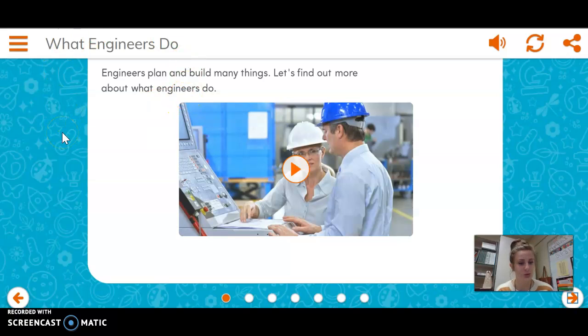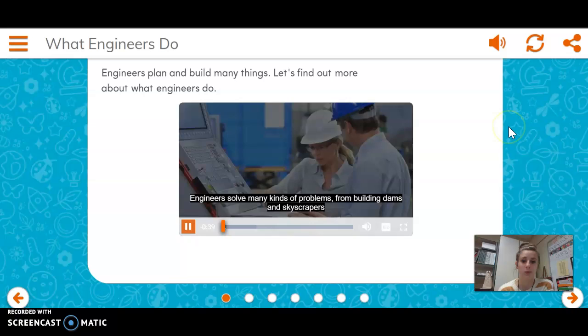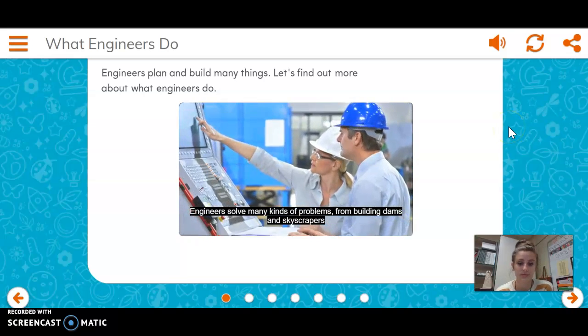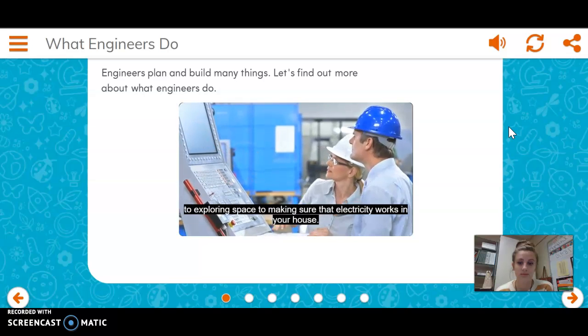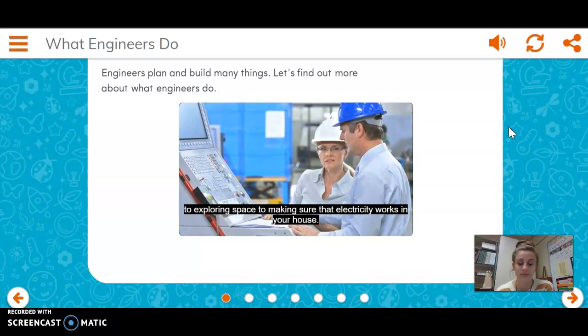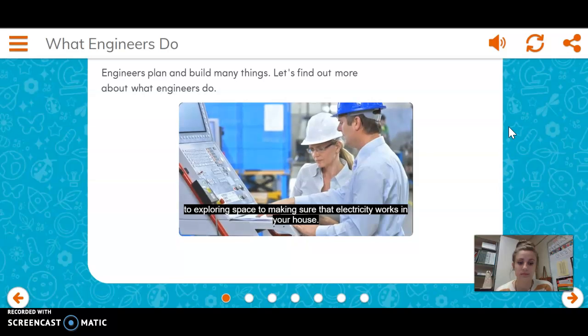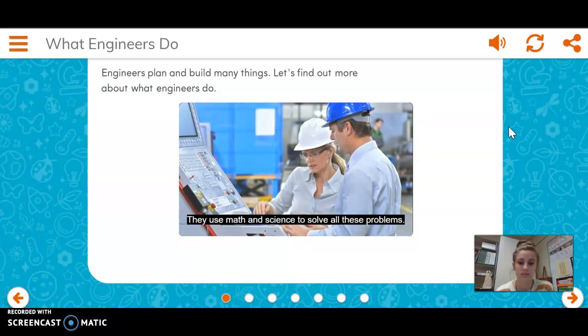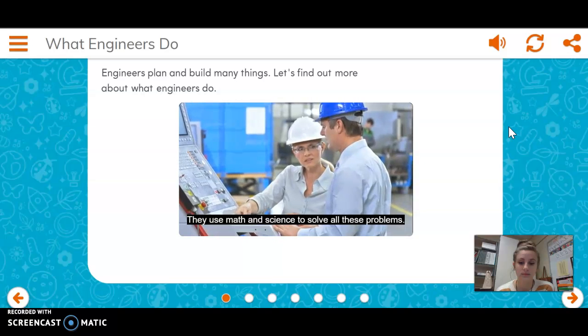So what exactly do engineers do? Engineers plan and build many things. We're going to watch this video to find out a little bit more about what they do. Engineers solve many kinds of problems, from building dams and skyscrapers to exploring space, to making sure that electricity works in your house. They use math and science to solve all these problems.